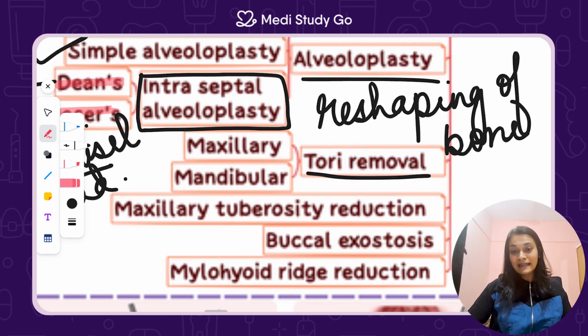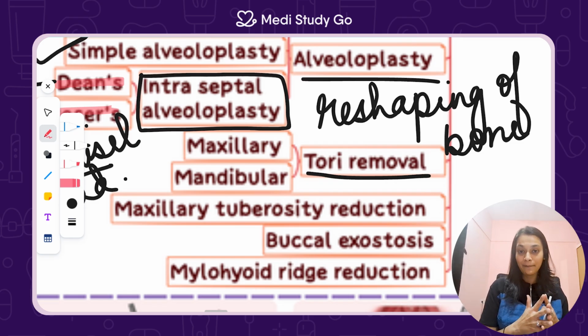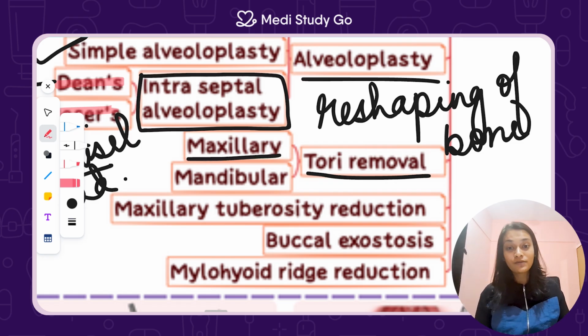Talking about tori removal. While studying the anatomical landmarks, we saw how tori can lead to instability of denture because, first, these are like blobs of bone that will hamper placement of the denture. At the same time, the mucosa is really thin, so that will also be a problem. In the maxilla, it is usually present at the palate, and for the mandible, it is present lingually.